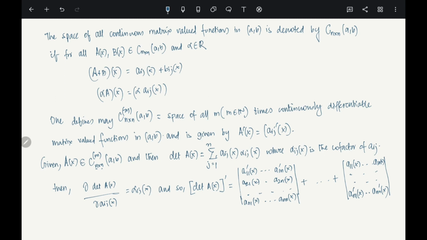Okay, so this is how you take the derivative of the determinant of a matrix valued function. So this is quite clear. If you are still doubtful, please check it using a 2 cross 2 matrix. Then you will be convinced. But this is quite clear, right? Okay, so with this we are going to end this video.